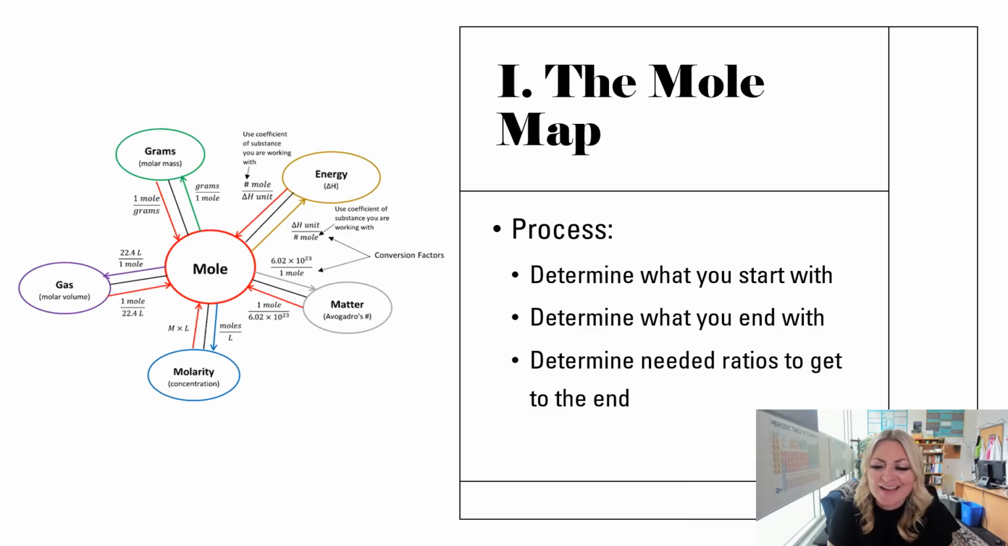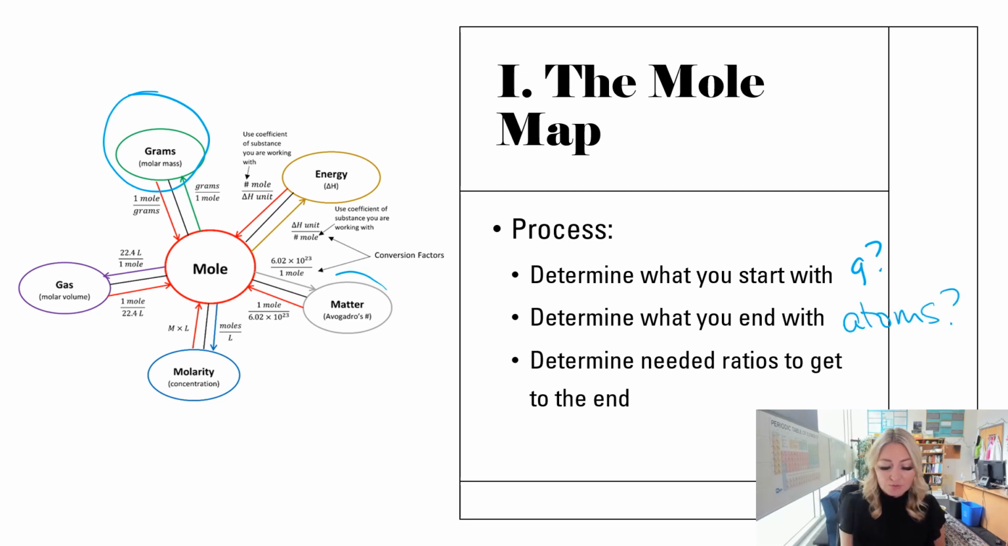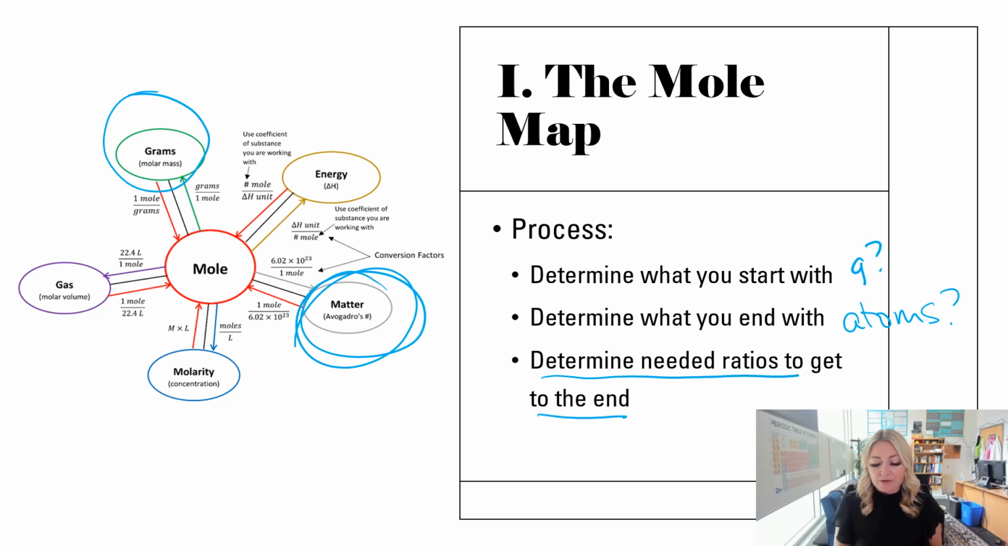So in the last slide, I somewhat described how to use the mole map. Let's put that into words as a process. So we always determine what you're starting with. What are you given in your problem? Is it grams? Okay, great. Then you're starting up here with the molar mass. Determine what you're ending with. Are you trying to find atoms? If so, you want to end up down here in Avogadro's number with matter. Okay, so where am I starting? Where am I going? And if we use this example that I just gave you, we would also need to determine what ratios to get to the end.